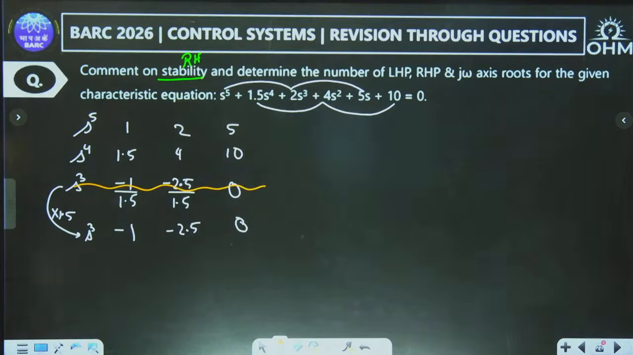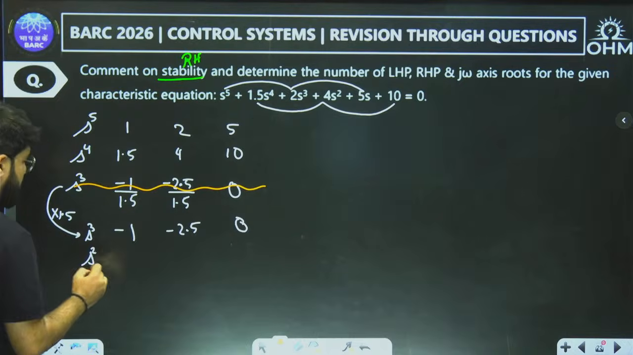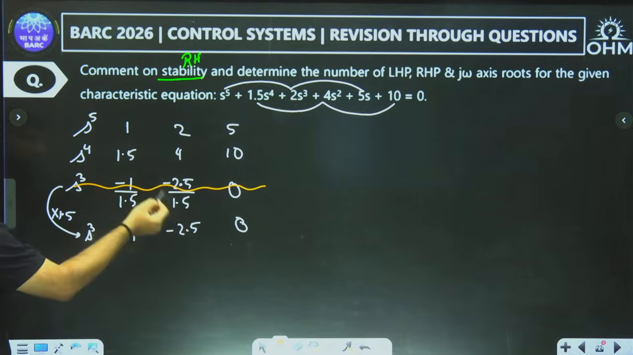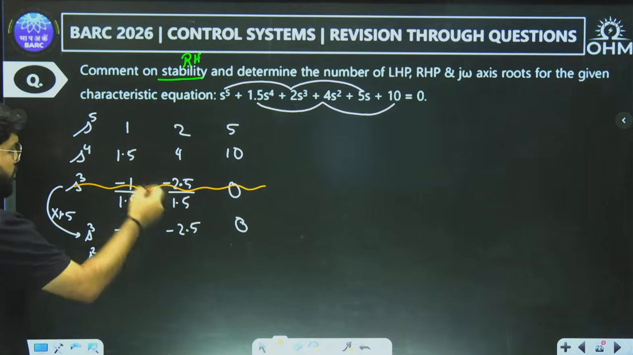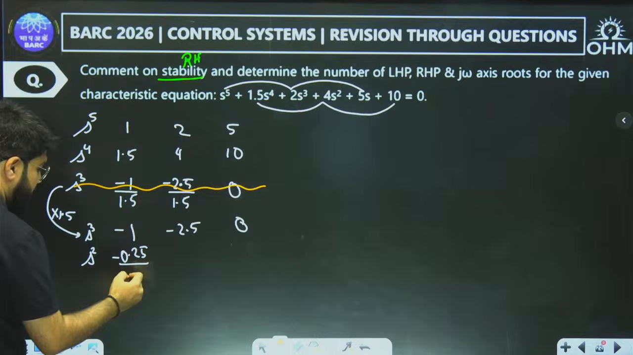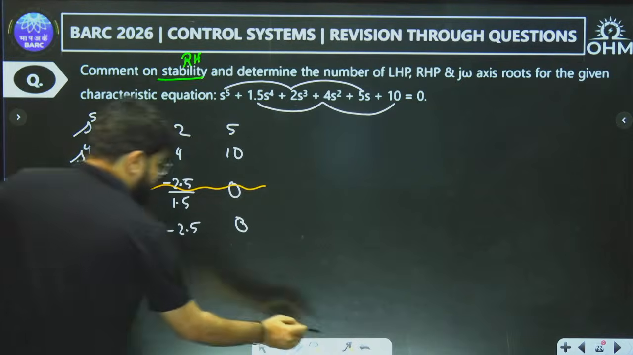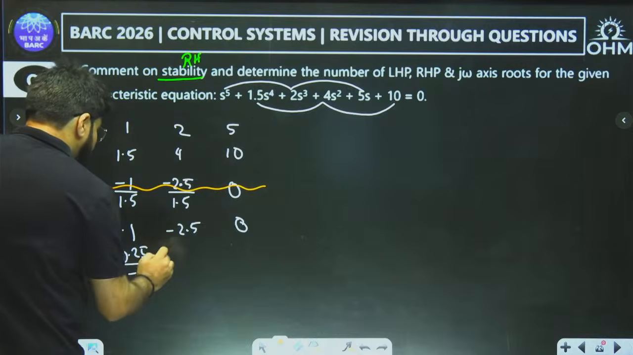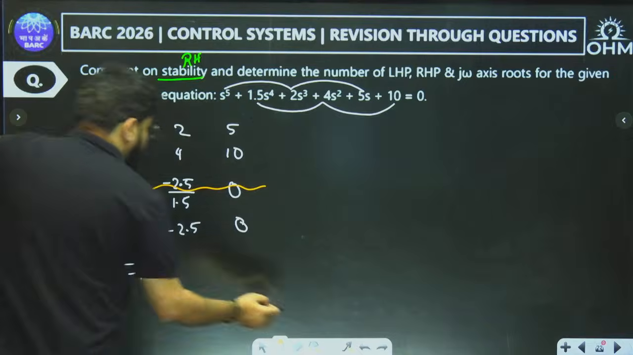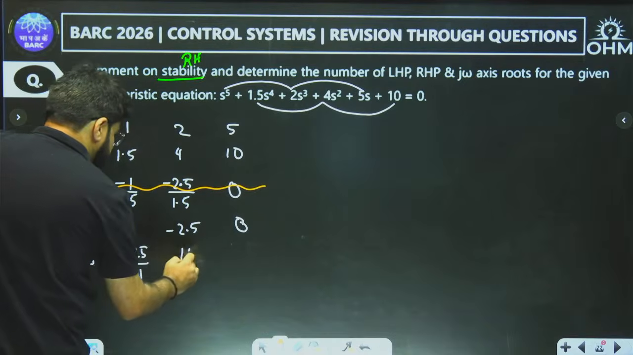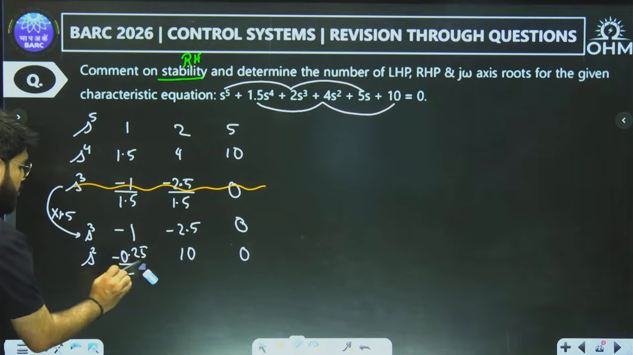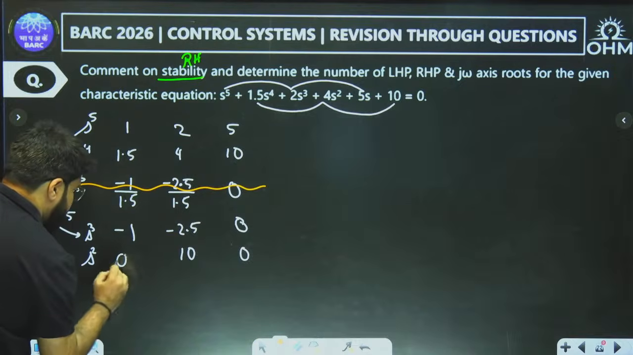What is there in the s power 3 row? Minus 4, then minus of minus 2.5 into 1.5 is 3.75. So minus 4 plus 3.75 is minus 0.25, divided by minus 1, the first element of the above row. Then minus 1 into 10 minus 0, divided by minus 1, is simply 10. The last element is anyway 0. Minus minus cancel, so I write 0.25.